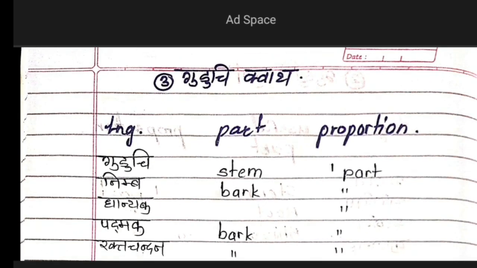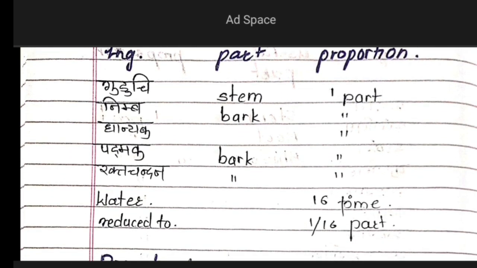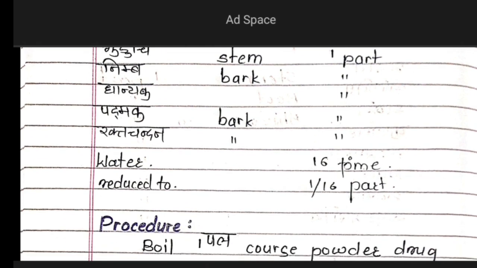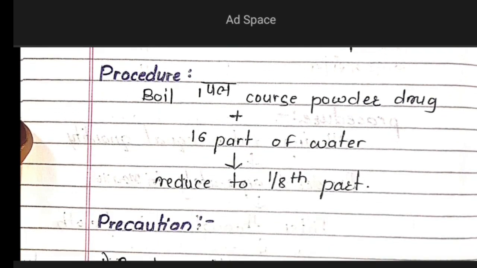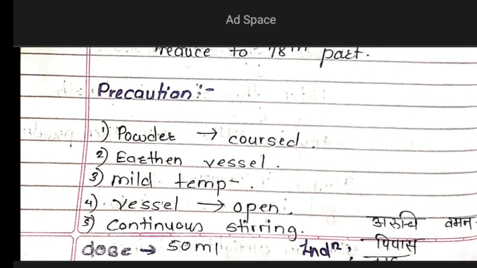Then Guduchi Kwatha. Ingredients are Guduchi stem 1 part, Nimba bark 1 part, Dhanyaka 1 part, Padmaka bark 1 part, Raktachandana bark 1 part. Water 16 times, reduced to 1/8 part. Procedure: boil 1 pala coarse powder drug plus 16 parts of water and then reduce it to 1/8 part by boiling.